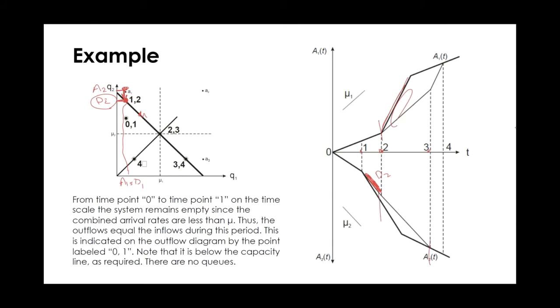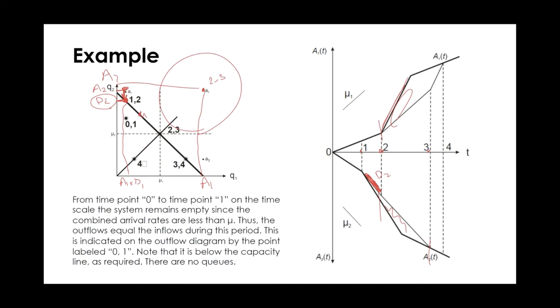Same thing happens in stream number two, where I still have congestion and arrival is much larger than departure. So that means we are somewhere here probably. So this is between 2 and 3, where arrival one and arrival two are much larger than mu one and mu two. And if we are on this side of the diagram, what should we do?